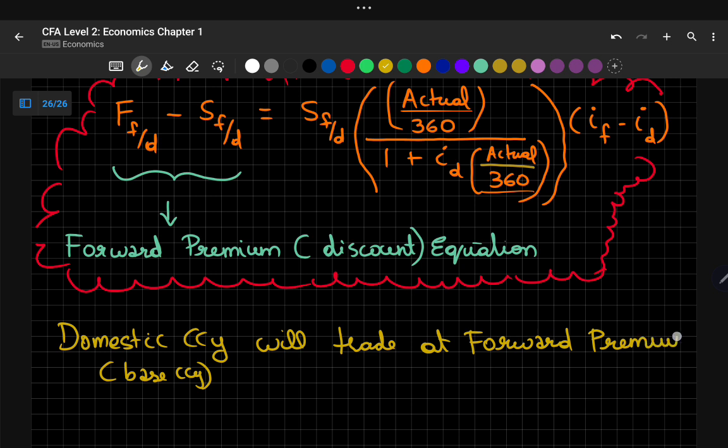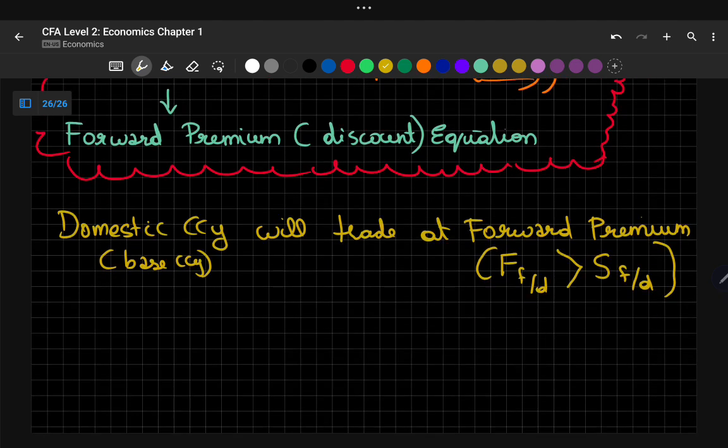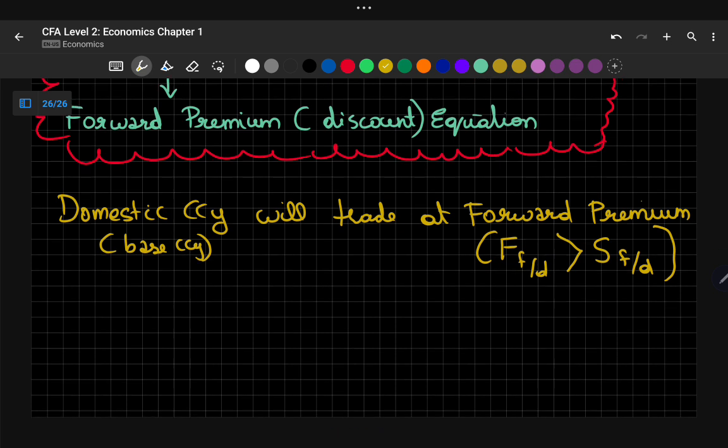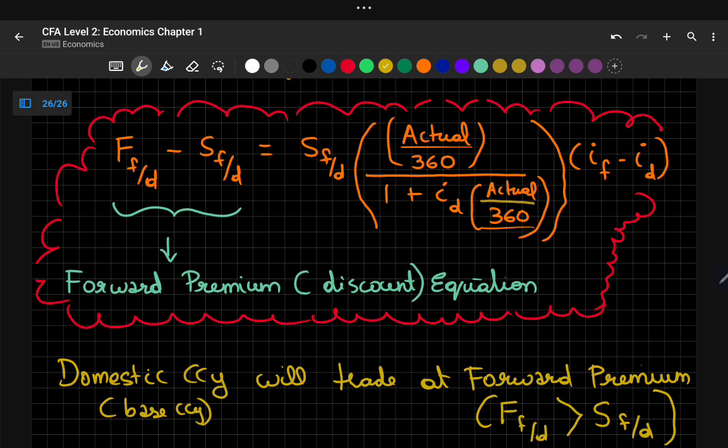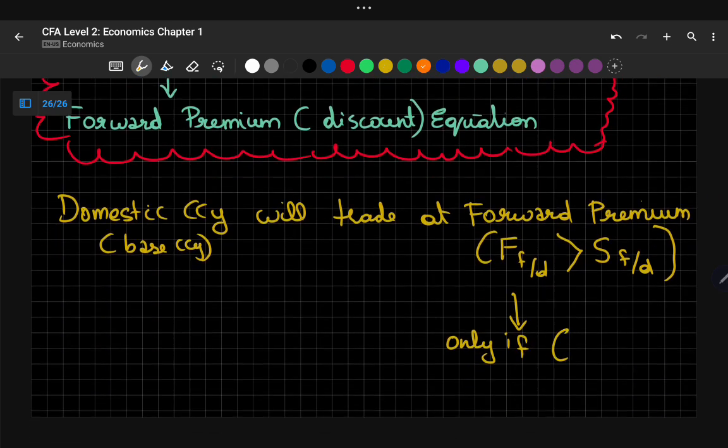So what is a forward premium? It is when the side of the equation, that is forward price, would be greater than spot price, and it will be positive. It won't give a negative amount but a positive amount. So when forward price is greater than spot price, domestic currency will trade at a forward premium, but only if the foreign interest rate is greater than the domestic interest rate. So the domestic currency would be trading in forward premium when foreign interest rate is greater than domestic interest rate.